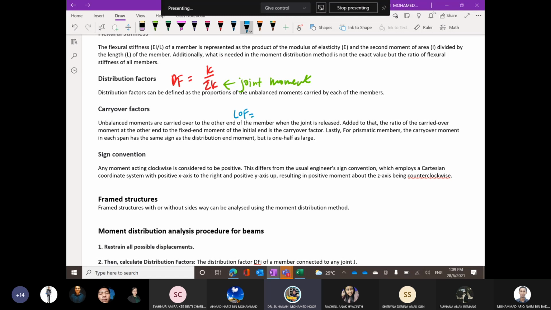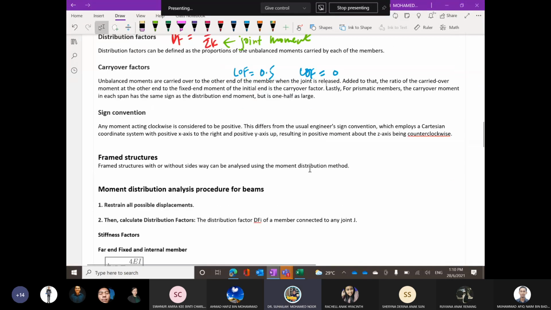For an end fixed, we use 0.5. For the other one, an end pin or roller, it is equal to 0. Basically in the table, whenever the end is pin or roller, it is just like we don't carry the moment. Actually, we carry the moment by multiplying with the factor 0. That is why we get 0.